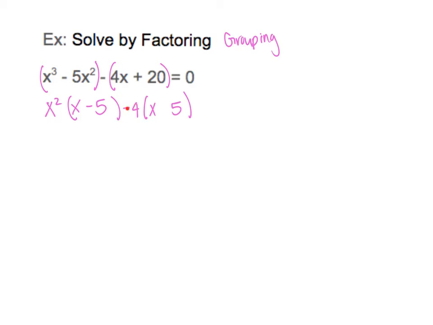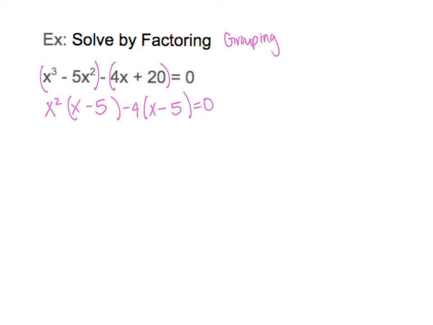Notice if you pull out a -4, you have to redistribute it to check. -4 times x gives you -4x, and -4 times 5 gives you -20. So in order to make a positive, we need to make sure that this is a negative. If I take -4 times -5, that makes a positive 20. So if you're pulling out a negative number, so if this middle term is a negative, then you need to make sure that this is the opposite sign.